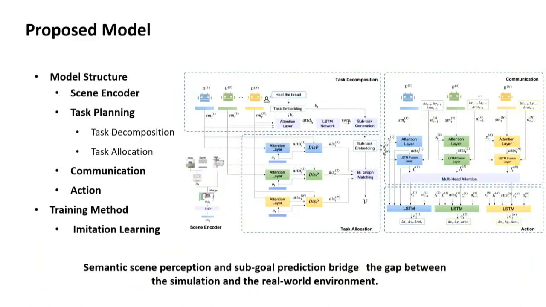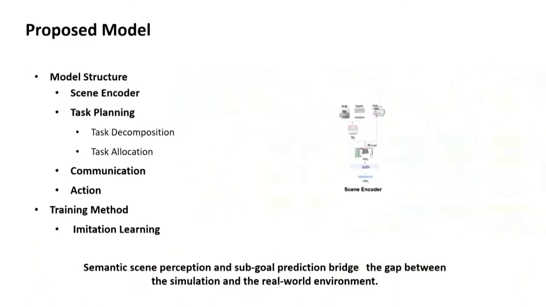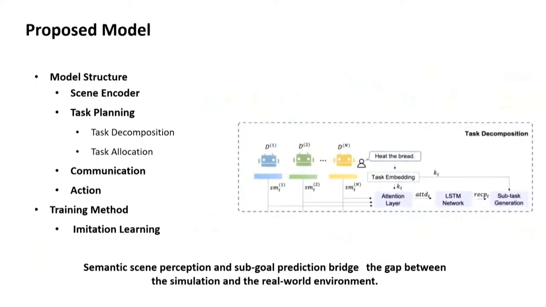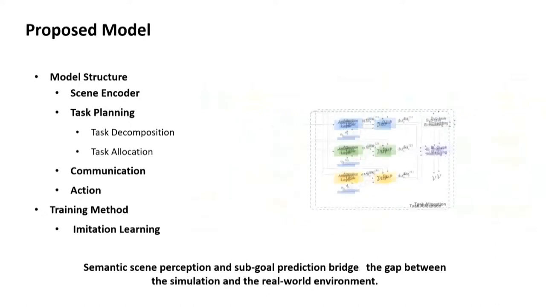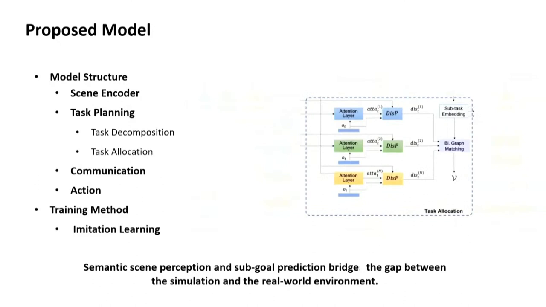There are 4 modules in our proposed model. The scene encoder extracts the semantic scene features based on the pre-training method. The task planning consists of decomposition and allocation parts. The task decomposition part dynamically infers the implicit receptacle and generates the subtask sequence. The task allocation part dynamically allocates subtasks to each agent based on their predicted distance to target objects.